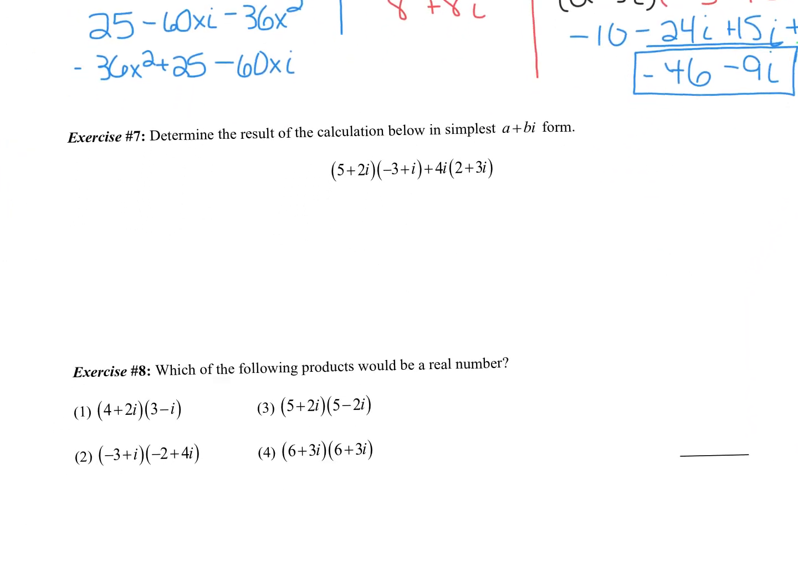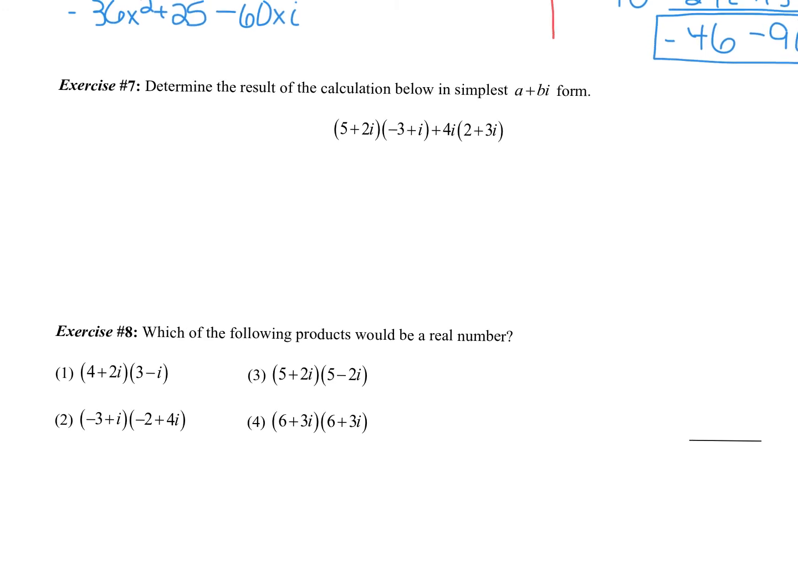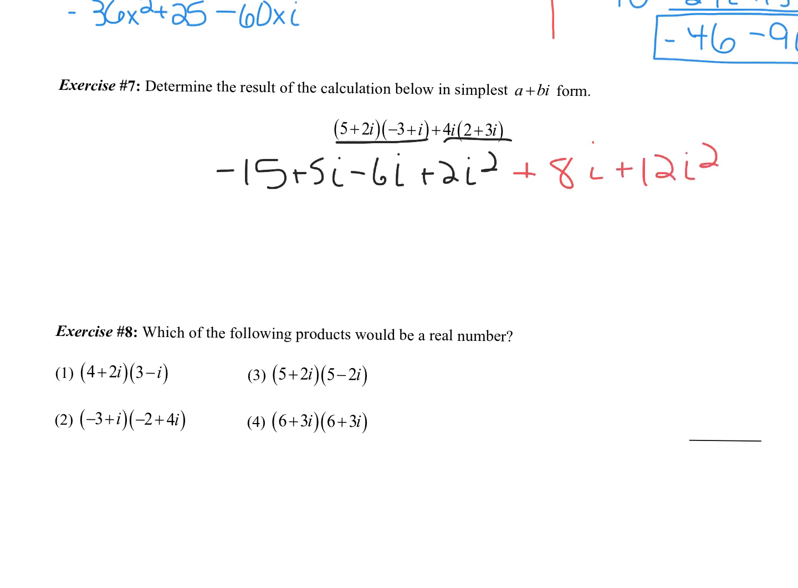So this is just a combined problem. We're basically going to have two distributions, two sets, right? We have a binomial times a binomial, and then a monomial times a binomial, and then we'll combine like terms. So we're not going to distribute over that plus 4i, right? These are two separate parts. We're going to do this first, and then combine them together. Negative 15 plus 5i minus 6i plus 2i squared for that first part. And then I have 8i plus 12i squared for the second part.